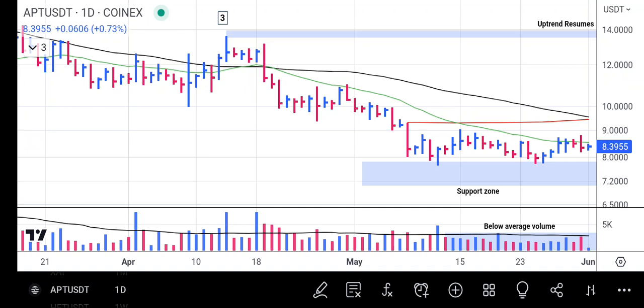Today I'll be doing analysis on Aptos. When you look at the chart, Aptos hasn't changed much from our previous analysis, but it's now showing additional confirmation that the correction has bottomed and a rally has just begun.